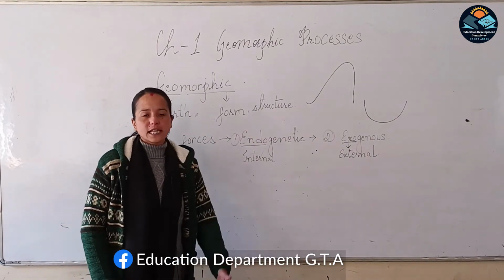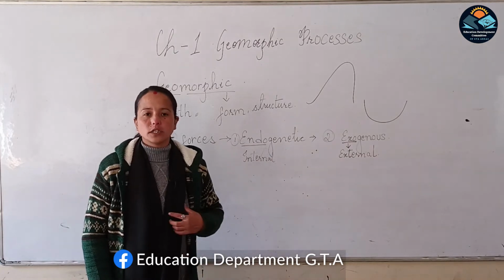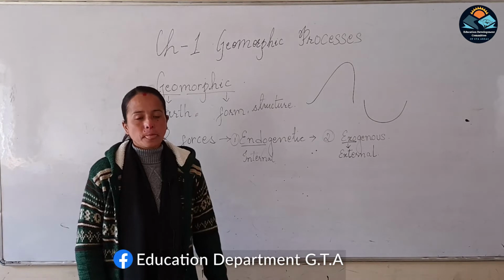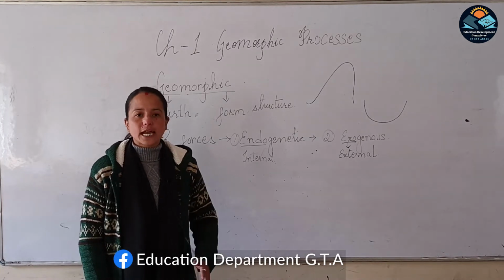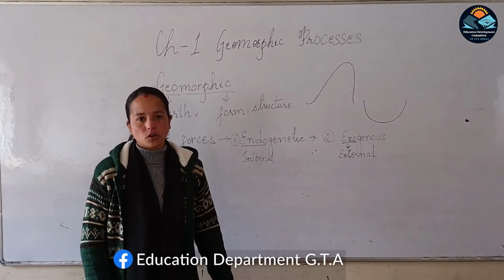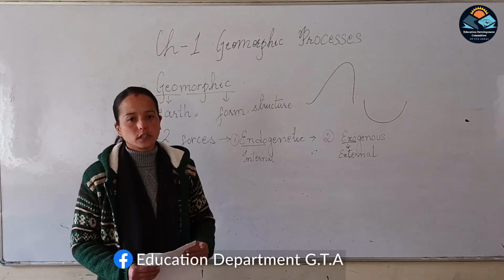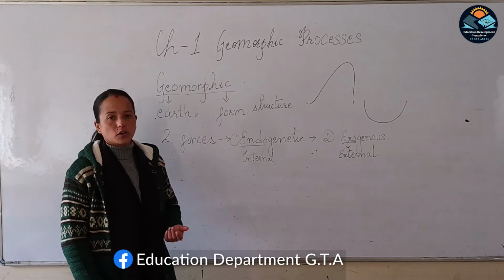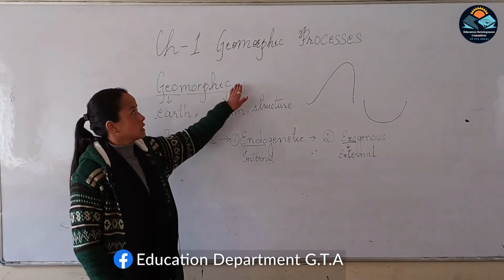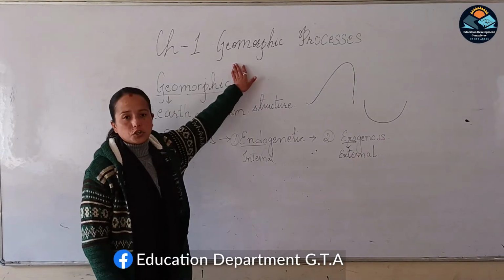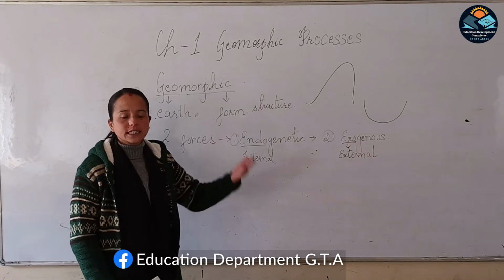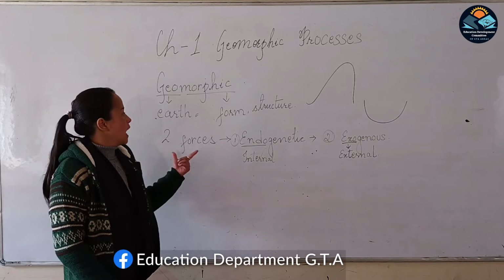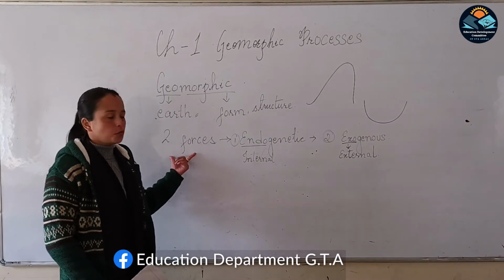So various landforms are present on the surface of the earth. Earth is not a flat or a leveled land, so it has many irregularities, or the surface of the earth is uneven. It has many features on the surface of the earth. So this is all the result of the geomorphic process. So all these landforms which are present on the surface of the earth are because of two forces.